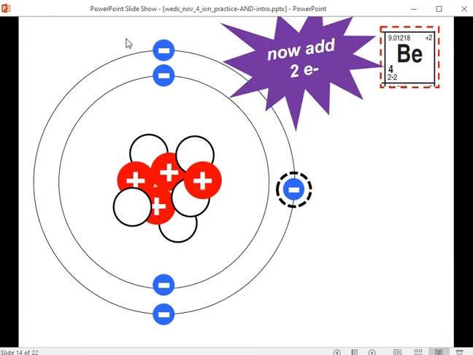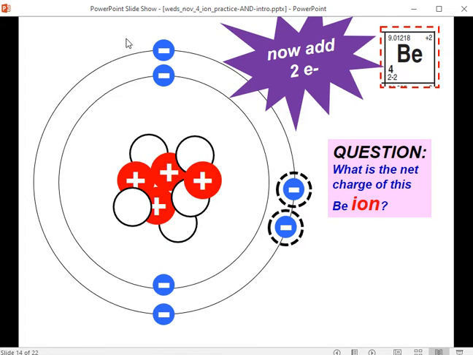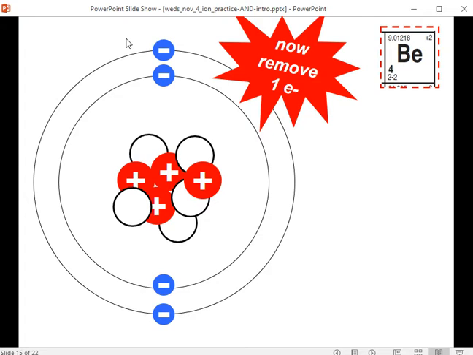All right, now what happens if we add 2 electrons? Look, here I've added a second electron. Here's the question. What is the net charge of this beryllium ion? Remember, an ion is our name for a charged particle that's not 0 anymore. Okay, we added 2 electrons. The answer is going to be -2. Remember, as an atom, the charge was 0. If I add 1 electron, it becomes -1 charge. If I add 2 electrons, it becomes a -2 charge.